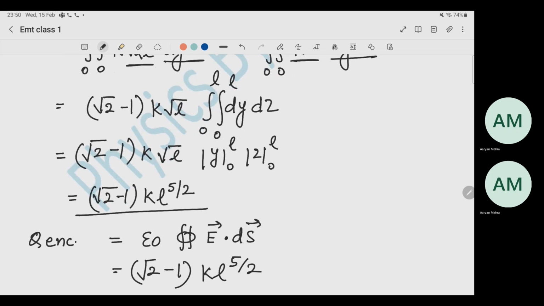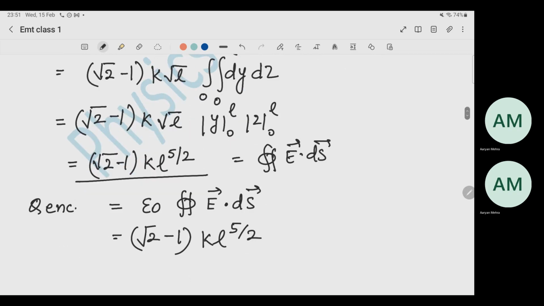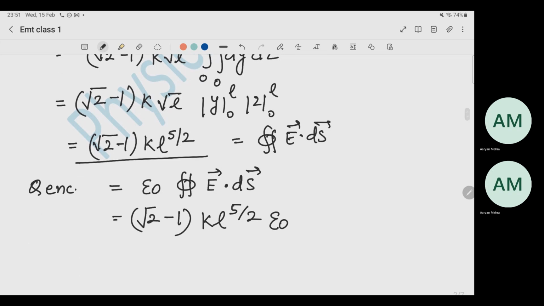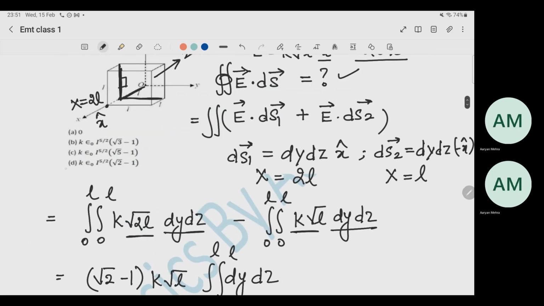So this is my E dot ds. But what I want to find is q enclosed. What is q enclosed? It will be epsilon naught times E dot ds. Very simply, I just multiply it with epsilon naught and I get the answer. Let's check which option is correct. So option D is correct here, right? This is how you solve the problem when it is in Cartesian coordinates.